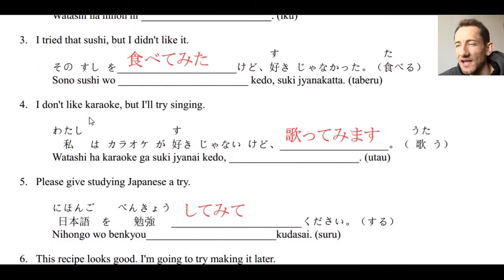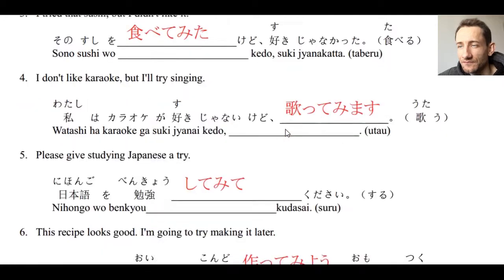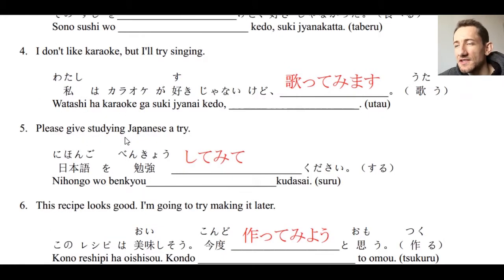Number 4, I don't like karaoke, but I'll try singing. 私はカラオケが好きじゃないけど歌ってみます。So, of course, this is the polite form. Instead of saying 歌ってみる, we could say 歌ってみます. This is just the masu form of 歌ってみる. We have 私, so we can use the masu form. It's more polite.